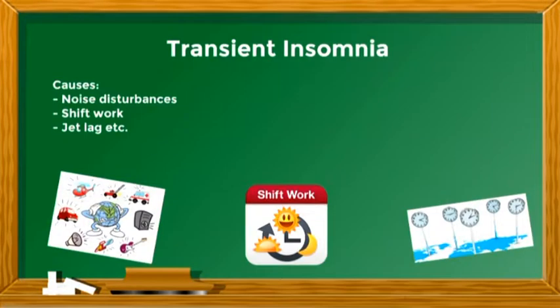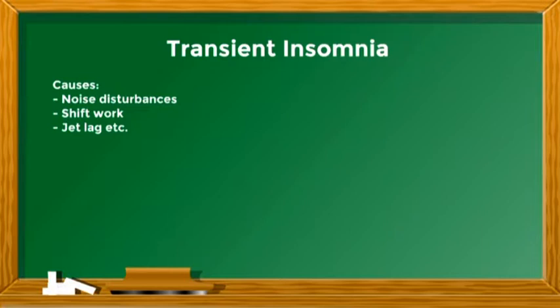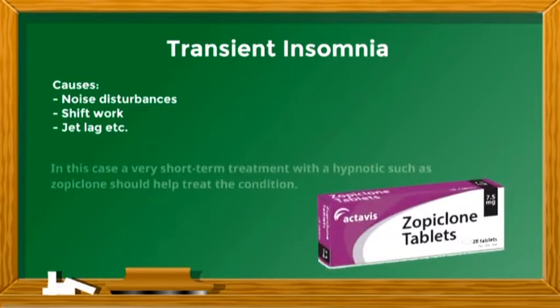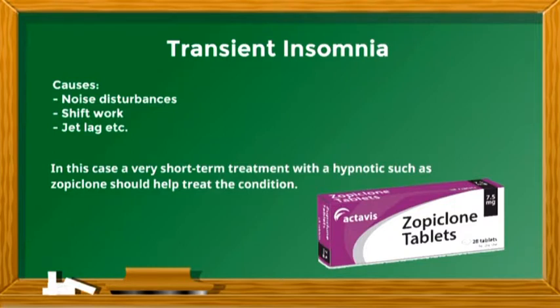The first being transient insomnia. This is caused by things such as noise disturbances, shift work, or even jet lag. These things mess with your body's natural body clock and can sometimes lead to difficulty falling asleep. In the case of transient insomnia, a very short-term treatment with a hypnotic such as zopiclone should be used to help the condition.